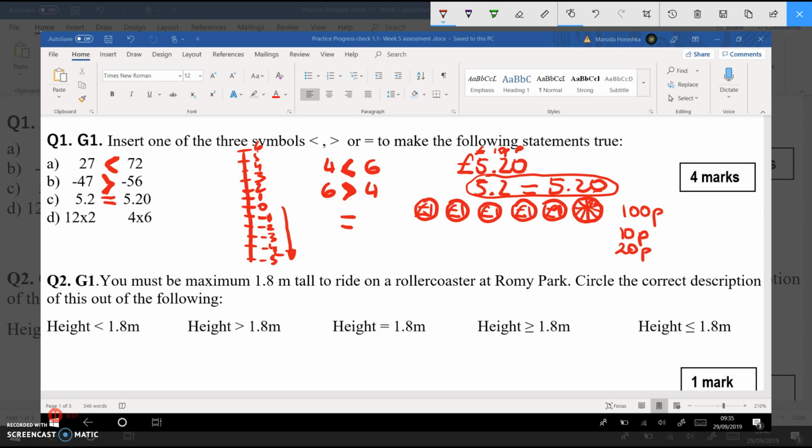Now looking at 12 times 2, or 2 lots of 12, which is 24, and 4 lots of 6, which is again 24, so they are equal. I must put an equal sign in between them.